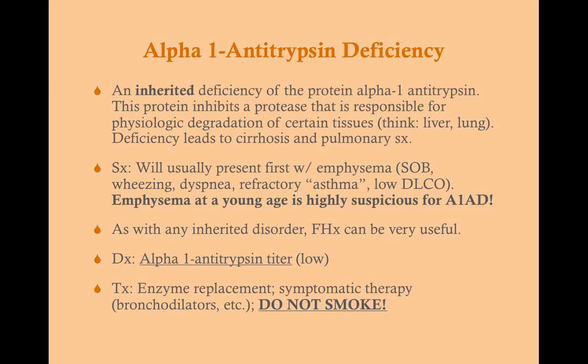The diagnosis for these patients will be pretty straightforward. It's going to be an alpha-1 antitrypsin titer, which of course is going to be low since this is a deficiency. The treatment is going to be enzyme replacement and symptomatic therapy, which will be the bronchodilators, etc., how we treat emphysema. And of course, most importantly, these patients should not be smoking.